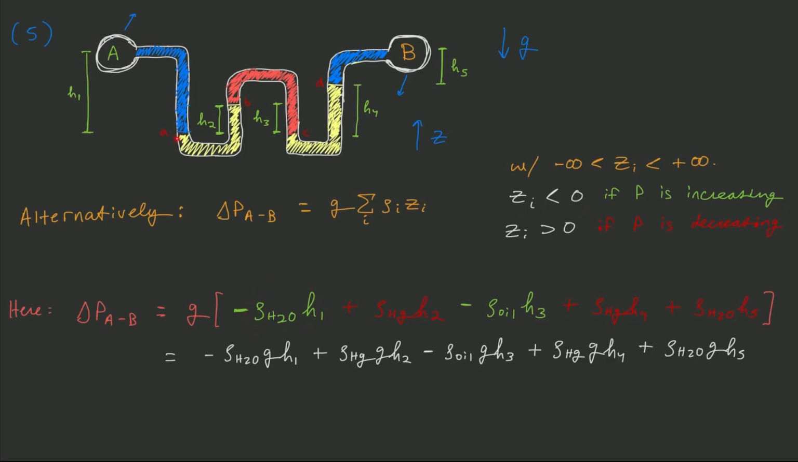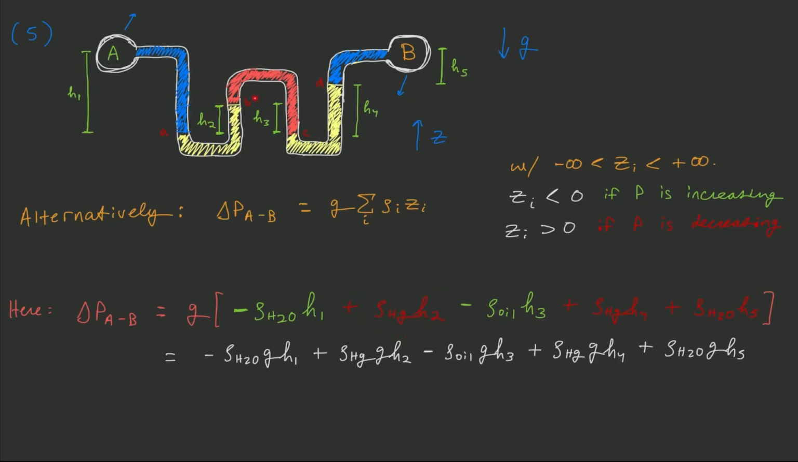Now I look at the second section of my manometer towards B. I go from little a to little b. In this case, my pressure is decreasing because my pressure here is smaller than my pressure here. So since my pressure is decreasing, my z_i is positive. So I would make this positive rho_Hg times h2.